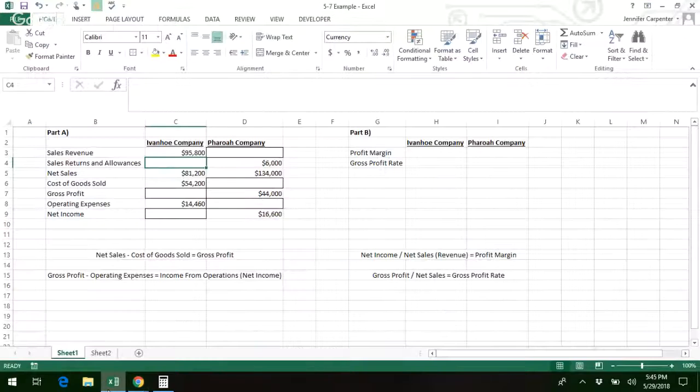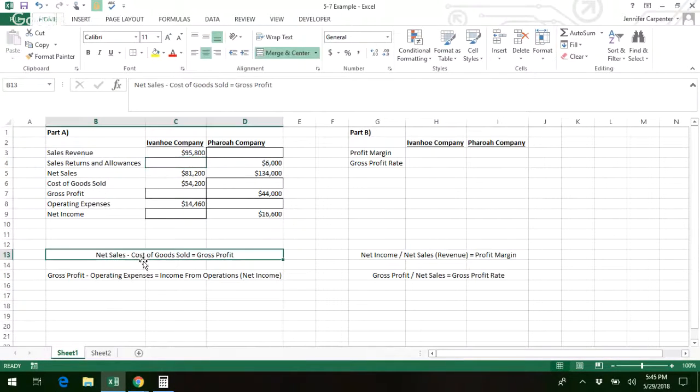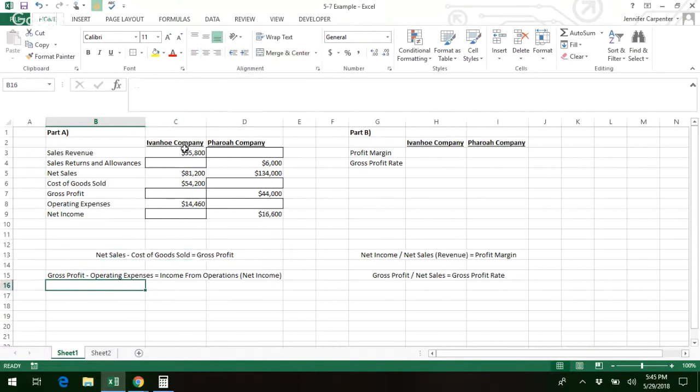Hi everyone, so we're doing problem number 5-7, which is going through some of the equations that were given in this section of the book. So I wrote some of the equations that we're using down here. We start with part A.